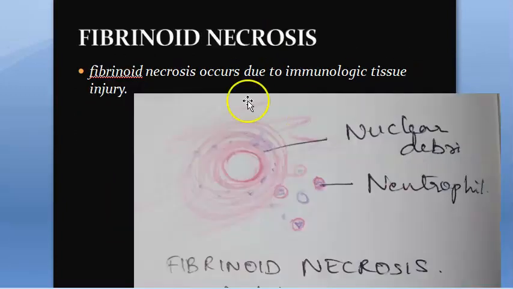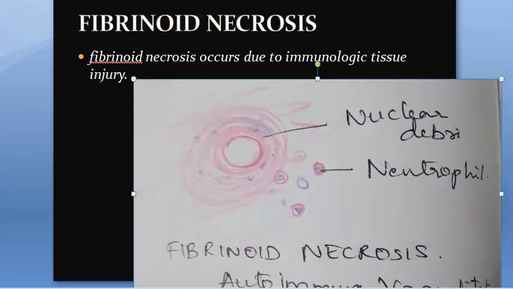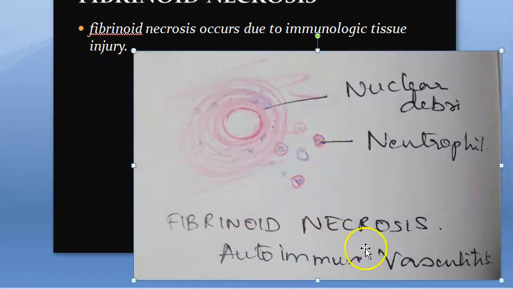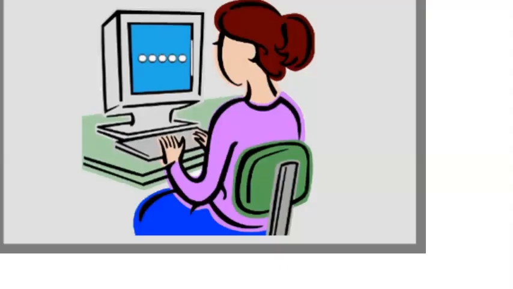You have the fibrinoid necrosis. Fibrinoid necrosis occurs due to immunologic tissue injury. Here in this diagram we have shown autoimmune vasculitis. Around the blood vessel there is fibrinoid necrosis, correct? Let us look at this in detail. Take a deep breath, guys. We are in the last type of necrosis.